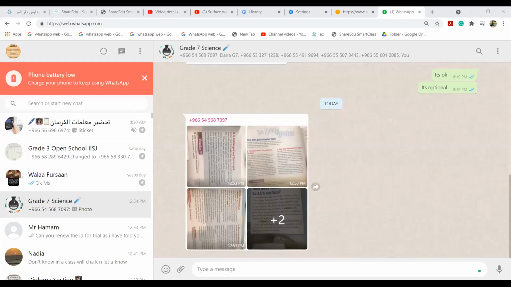We studied about surface water and groundwater. By telling the names itself, when I say surface water, it's the water which is above the ground, and if I say groundwater, it's under the ground. We studied the vocabularies of surface water and groundwater, and then I told you about channel and tributary.